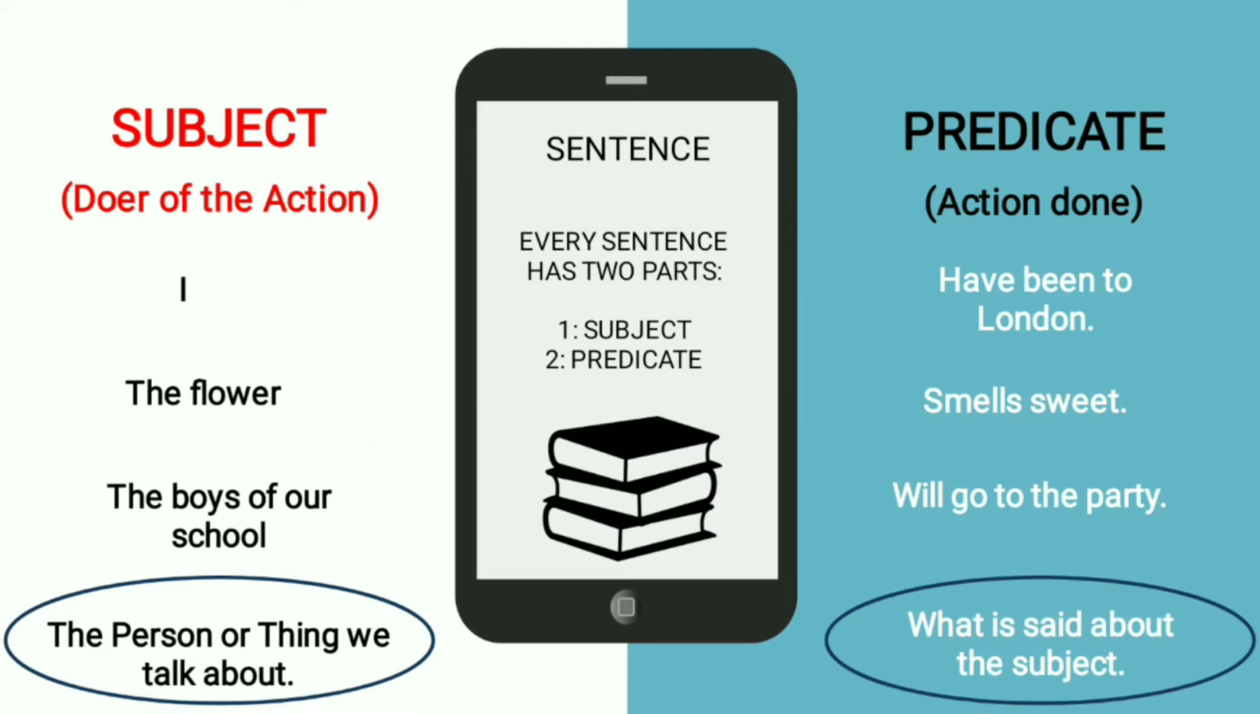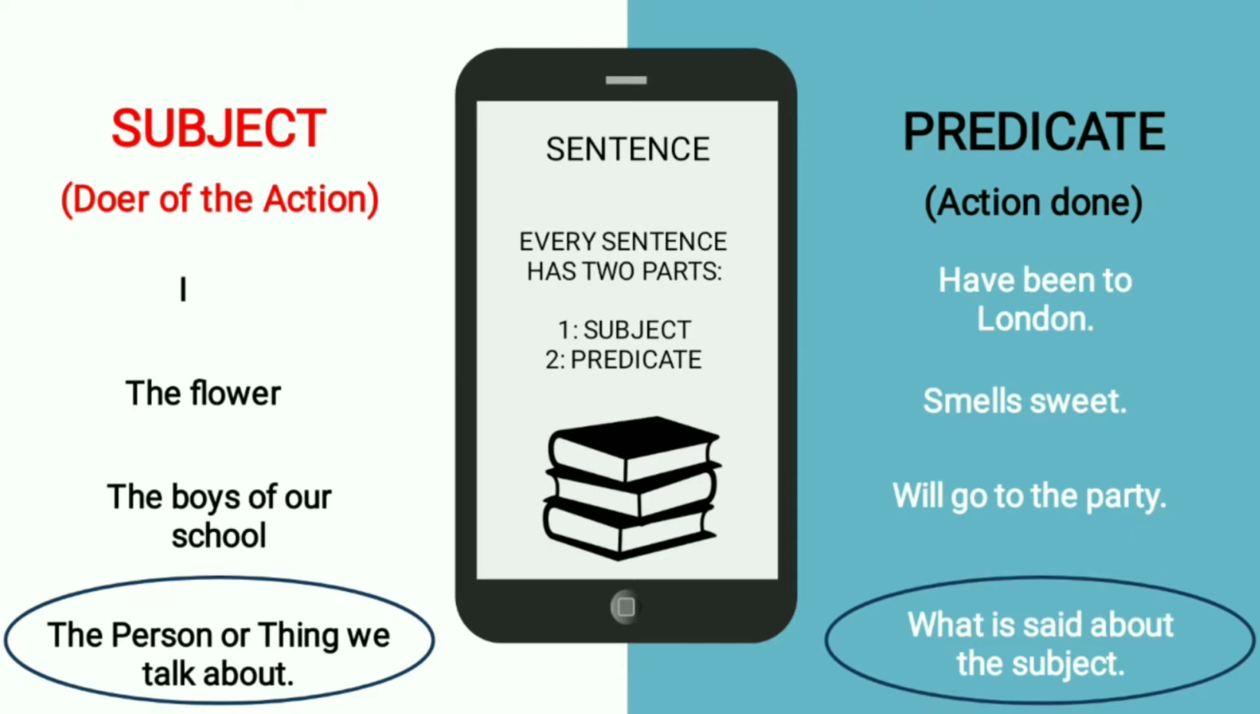Now look at this example. In this example, I have seen many students make many mistakes. The boys of our school will go to the party. Now when I ask them to find the subject in such types of sentences, they only underline the boys. Whereas it would be incorrect. Actually, the subject would be the boys of our school, not only the boys. So beta, don't make these types of mistakes from now onwards. Will go to the party is the predicate in this sentence, what is said about the boys.